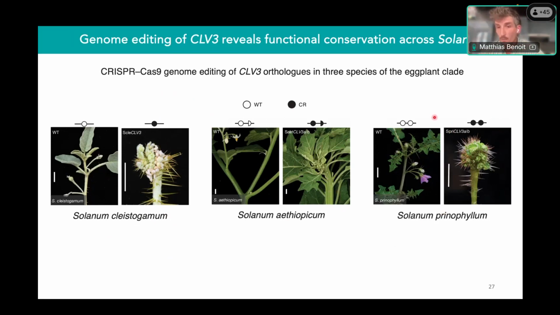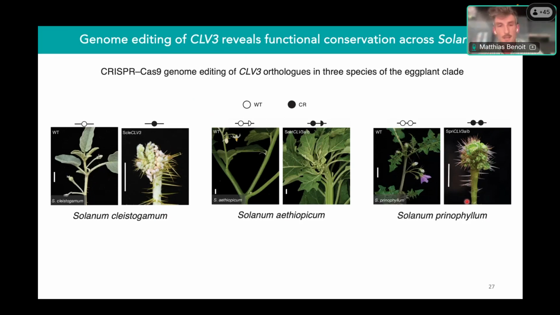And in Solanum Prinophyllum, which has two functional clavata3 copies, you can see that knocking out the two copies by genome editing ends up developing a very similar over-proliferative meristem phenotype that is really characteristic of the clavata3 mutation in tomato. So the takeaway from this slide is that, in terms of function, at least in the tested species, clavata3 retains the same function.